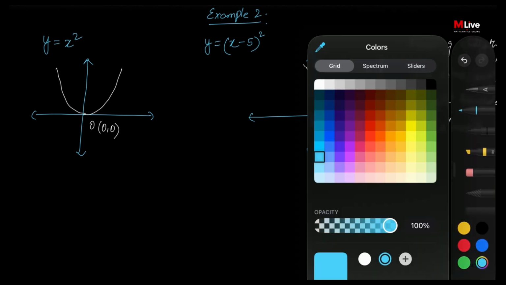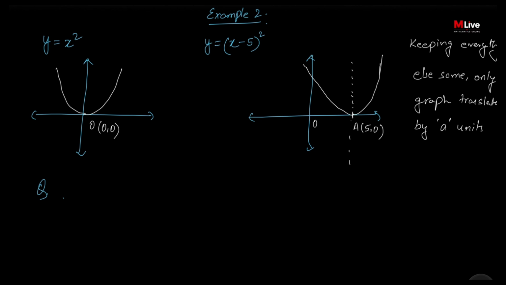Now this will be an exercise for you guys. First, you should try it out on your own and then look at the solution of how to create it. So let's say we want to create the graph of y is equal to x plus 3 whole square.